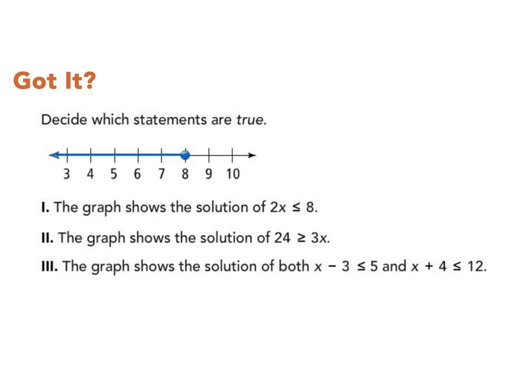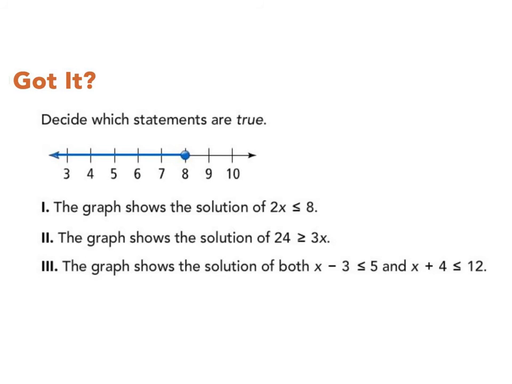X is any number that's less than 8, but look at the circle. The circle is filled in, so that means that 8 is a solution. It's part of the solution. So x is any number that's less than or equal to 8, because the circle is filled in. So I need to see which ones of these also have that as a solution.